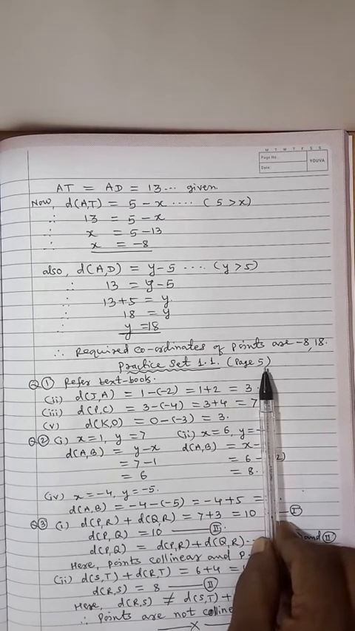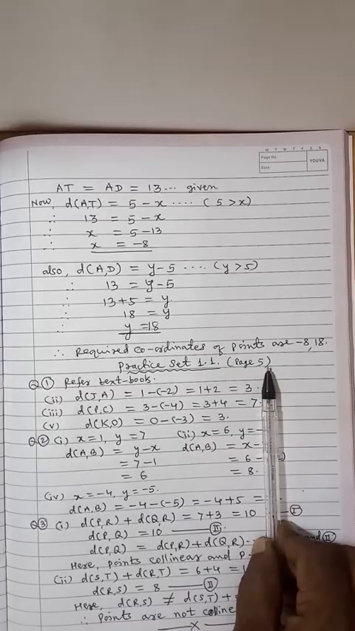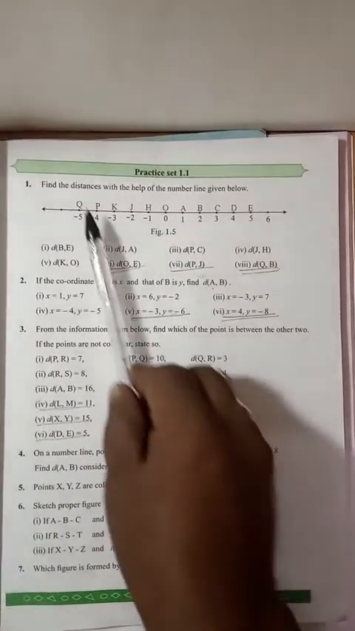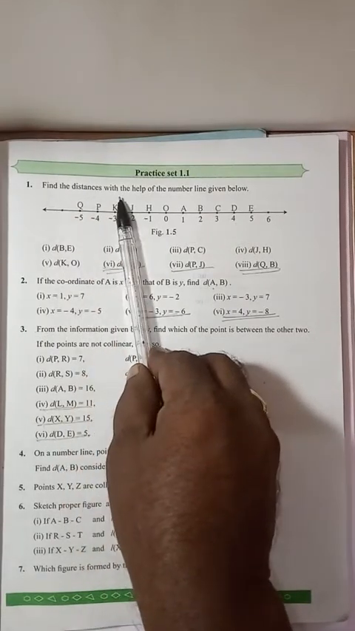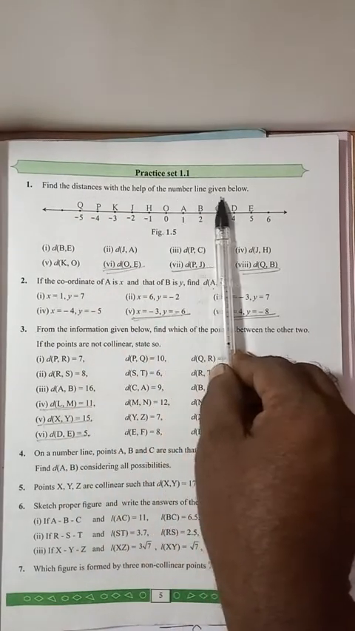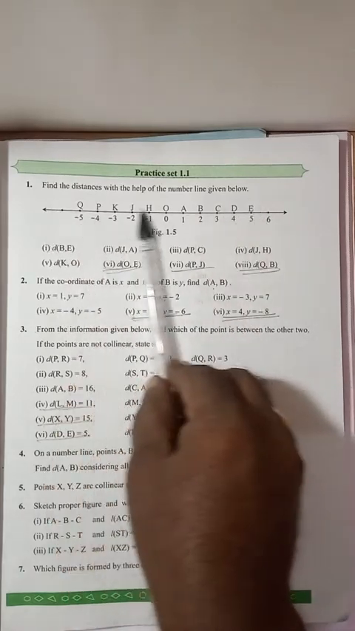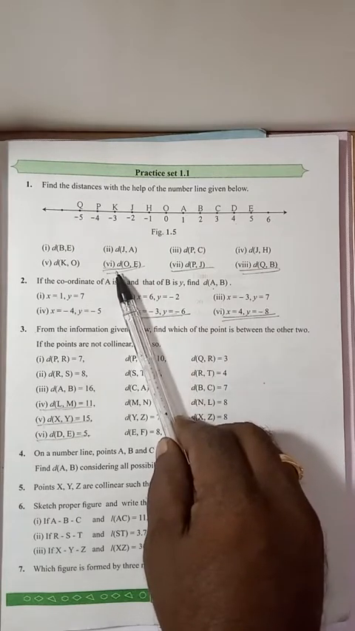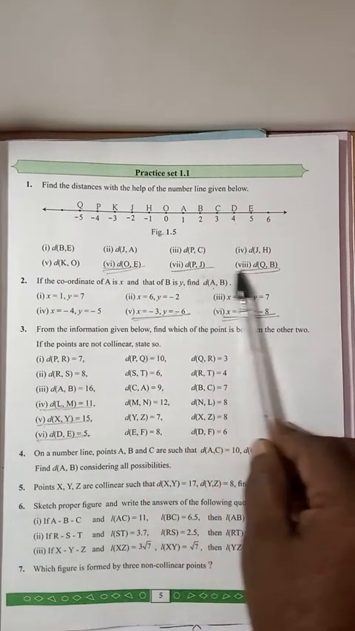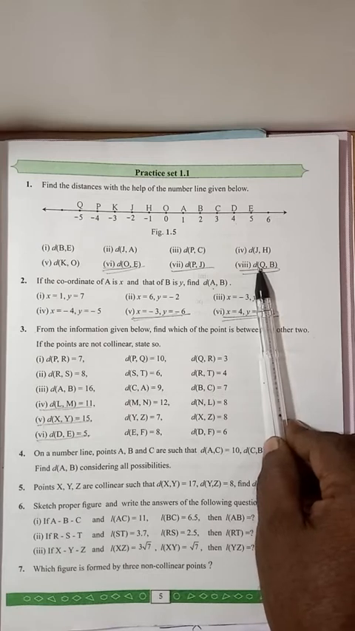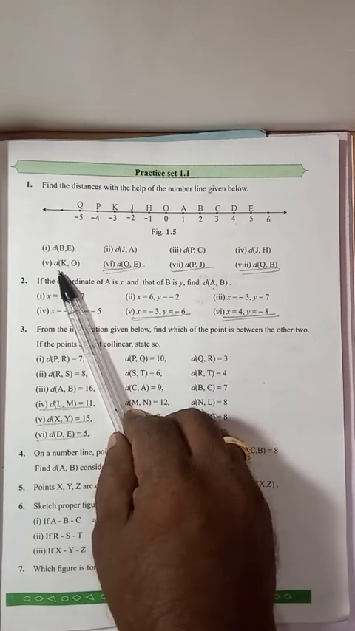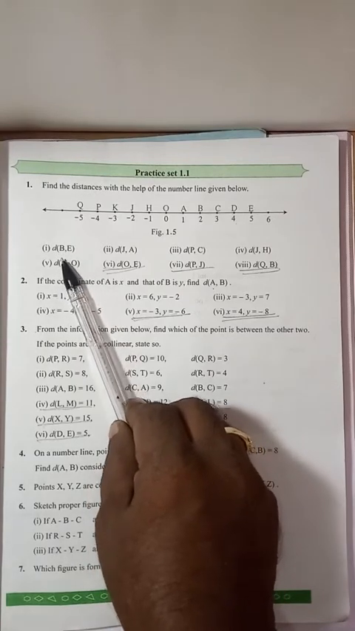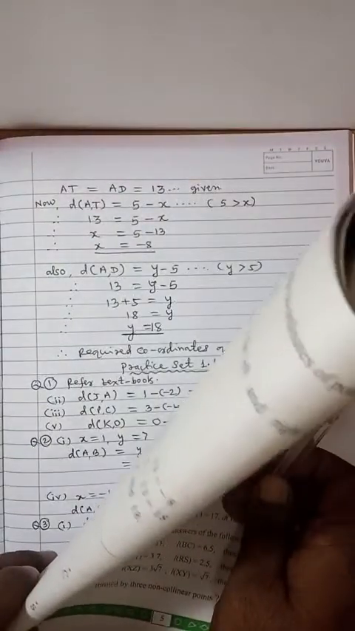Okay, now we will go to practice set 1.1 on page 5. So you have to refer to the textbook. See, here it is. Question number 1. Find the distance with the help of the number line given below. They have given the number line, points are given, coordinates are given. Sub-questions 6, 7 and 8 are eliminated and we have to solve the first 5 questions.